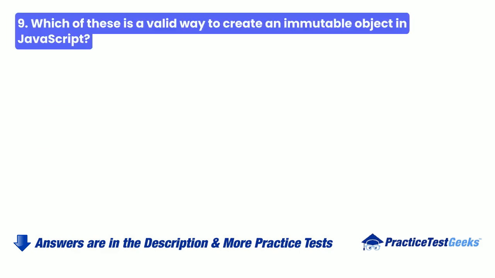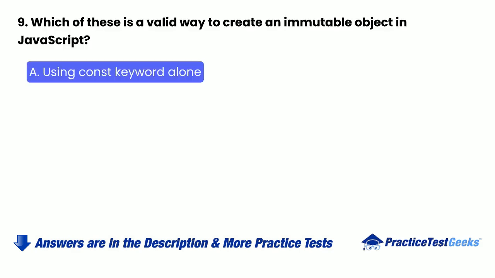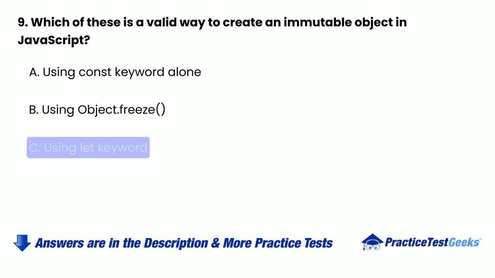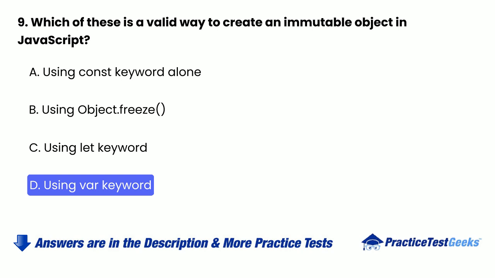9. Which of these is a valid way to create an immutable object in JavaScript? A. Using const keyword alone. B. Using Object.freeze(). C. Using let keyword. D. Using var keyword.